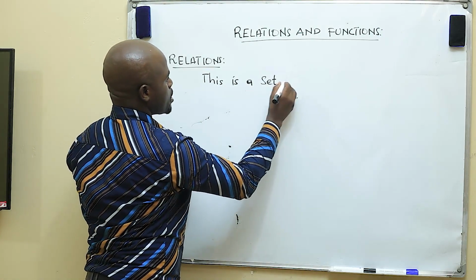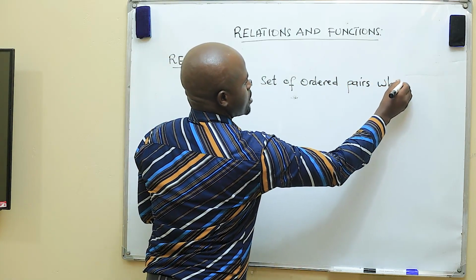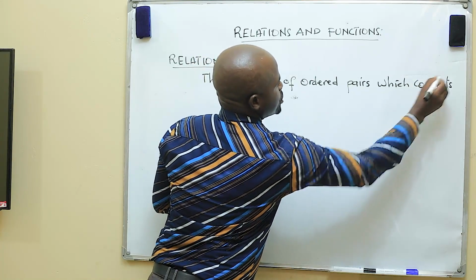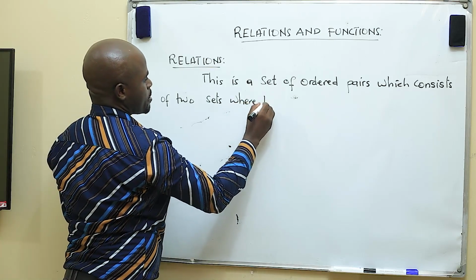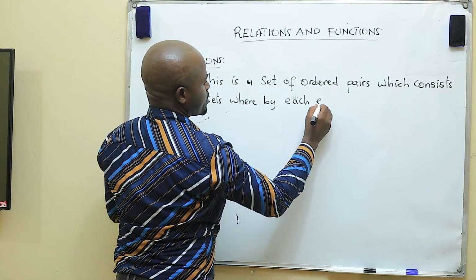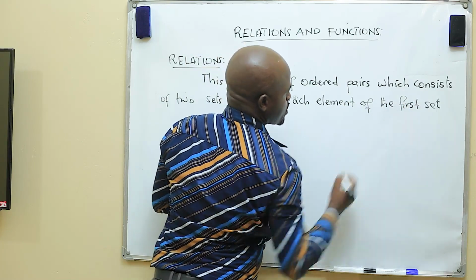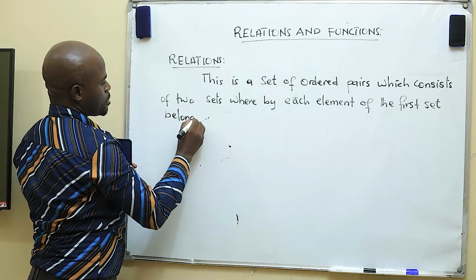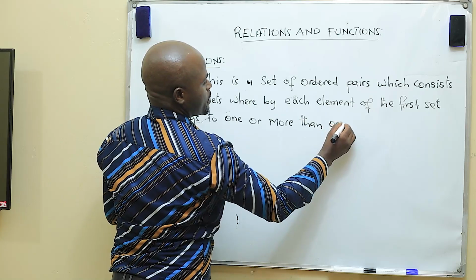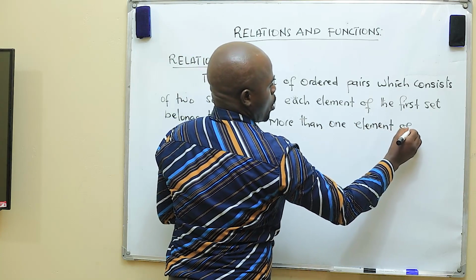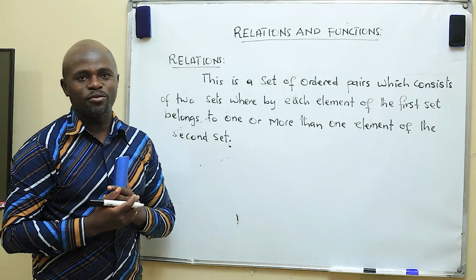So if we mean the relation, by definition, simply say this is a set of ordered pairs which consists of two sets, whereby each element of the first set belongs to one or more than one element of the second set. So this is the meaning of relation.